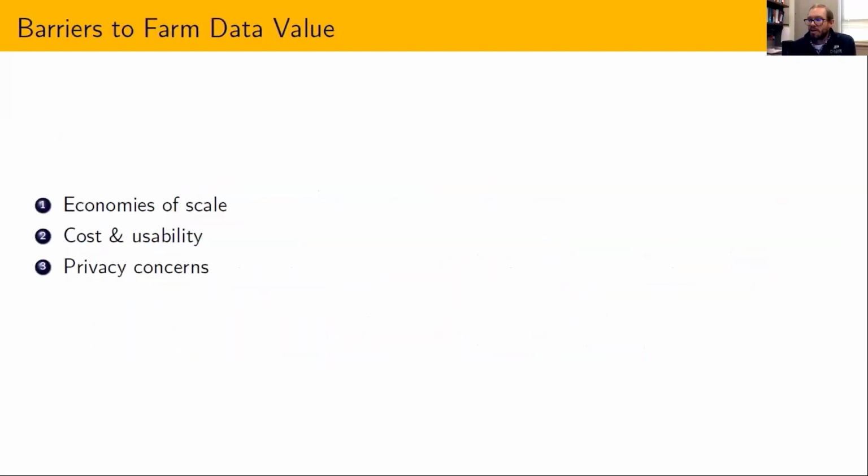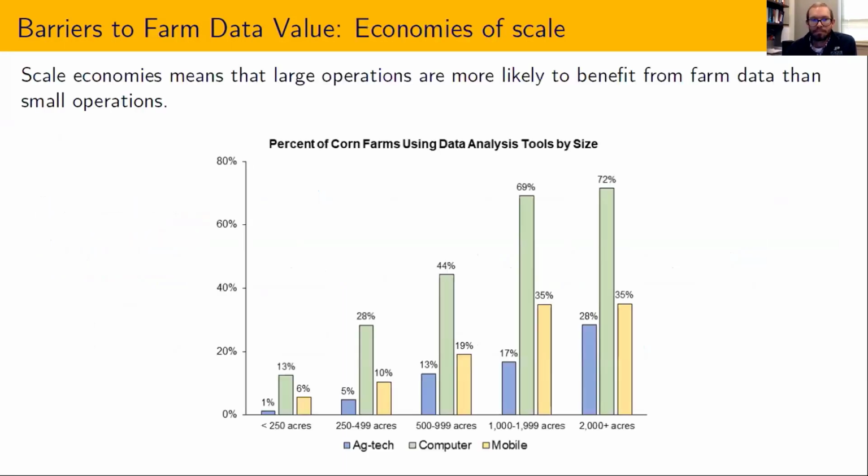So looking at the barriers to deriving value from farm data, I've identified three. There's certainly much more that you could talk about, but the three main barriers that I've encountered are economies of scale with farm data, cost and usability, and privacy concerns. So the first one, economies of scale, just means that as you get bigger, the per unit cost of something falls. So it naturally advantages larger operations.